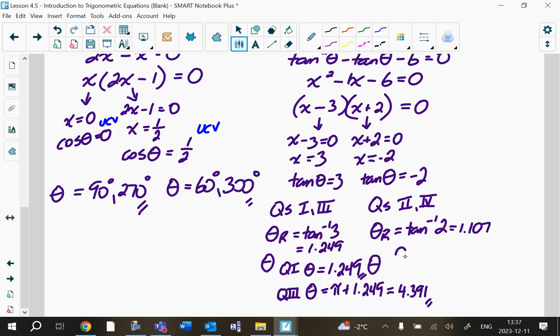For this side, how do I find the measure in quadrant 2? Halfway around minus. Halfway around is pi minus the reference angle. Remember this time the reference angle is 1.107. So that's going to give you an answer of 2.035.